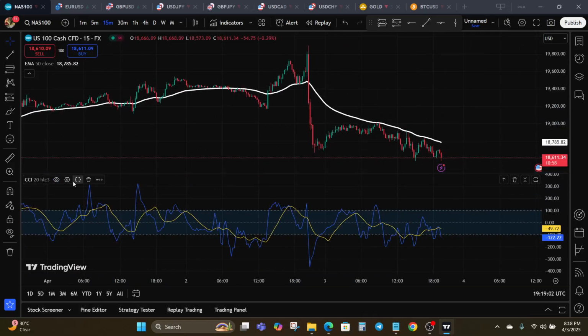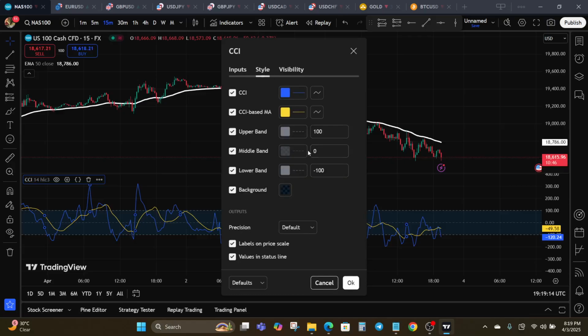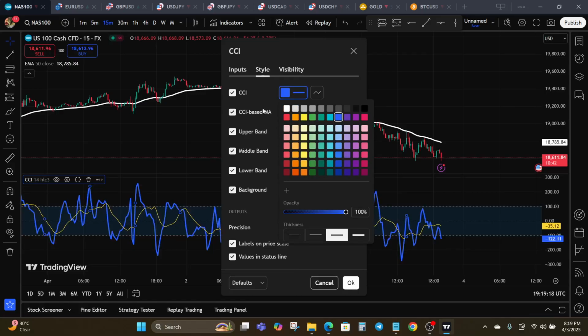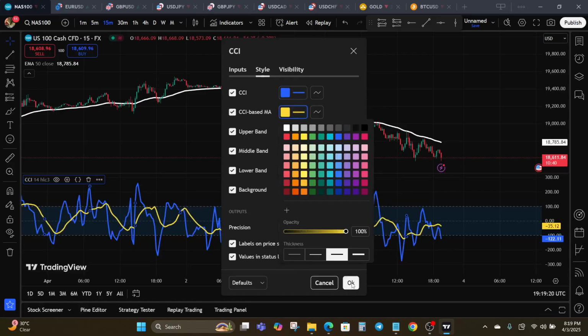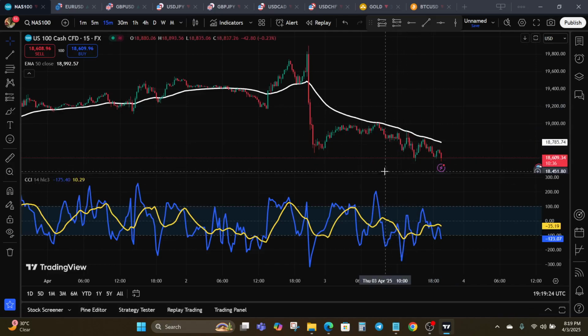Then for the CCI, we're going to be using the 14 period for the CCI. Just make this thicker. So this helps us measure momentum shifts in the market. Once these indicators are on your chart, let's look at how to find trade opportunities.